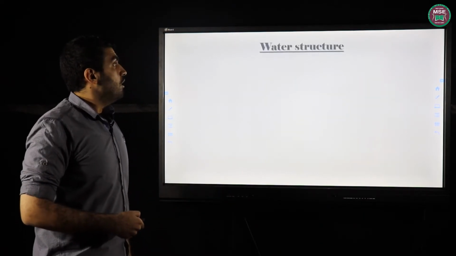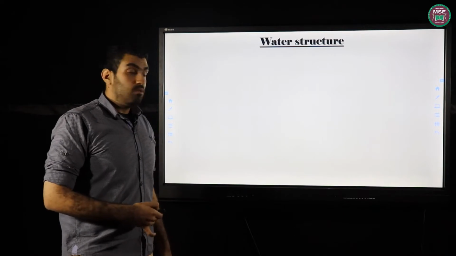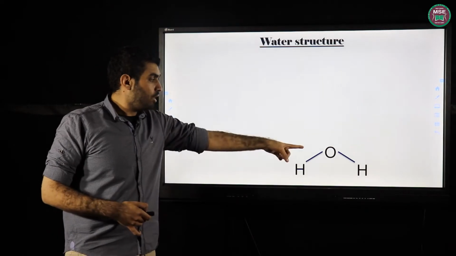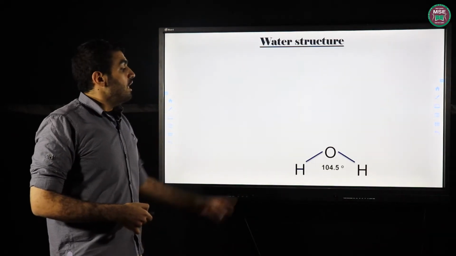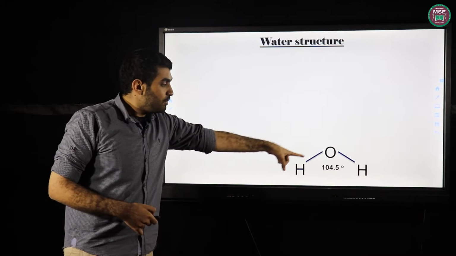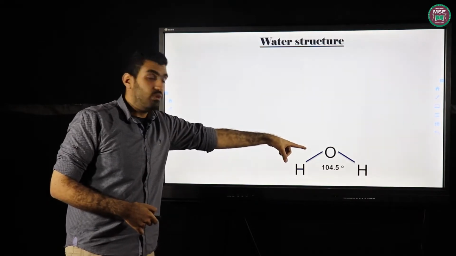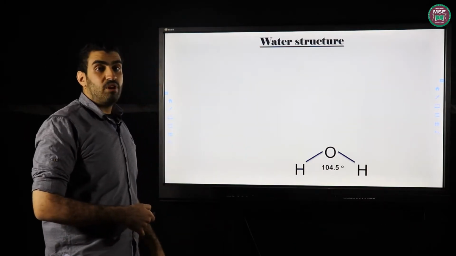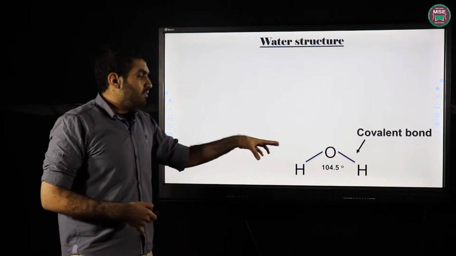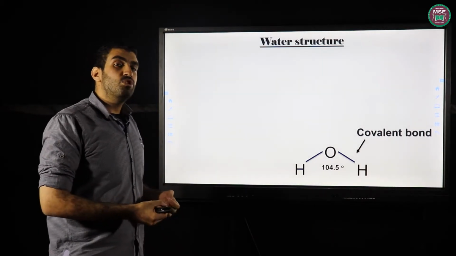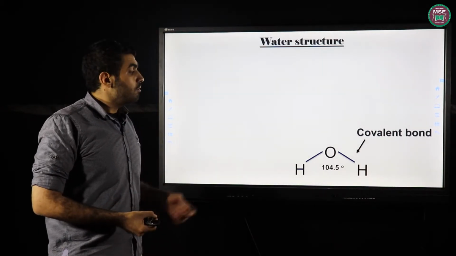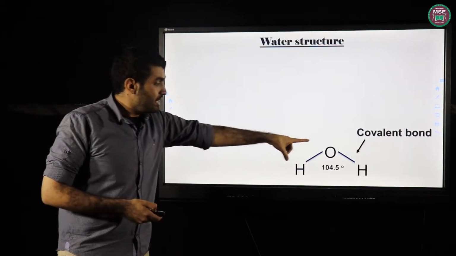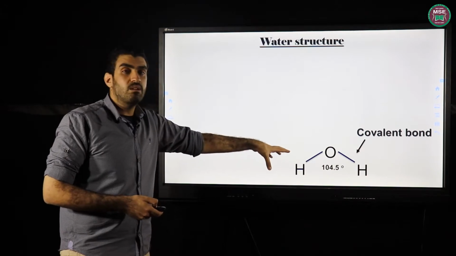Let's start. First, the structure of water, the composition. Water is composed of 2 hydrogen atoms and 1 oxygen atom. The angle found between the two bonds linking oxygen and hydrogen is 104.5 degrees. And this bond, as we said before, is formed due to sharing of electrons. So this bond is called a covalent bond, and it's single. So it's a single covalent bond and another single covalent bond.